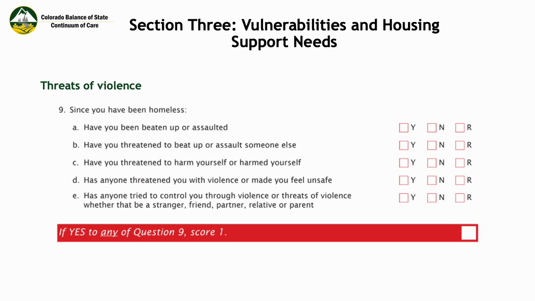Continuing in Section 3, Vulnerabilities and Housing Support Needs. Question 9 looks at threats of violence. You'll notice that the question is asked again as a main question and follow-up questions, so it's best practice to restate the initial question. Since you've been homeless, have you been beaten up or assaulted? Yes, no, or refused. Since you've been homeless, have you threatened to beat up or assault anyone else?